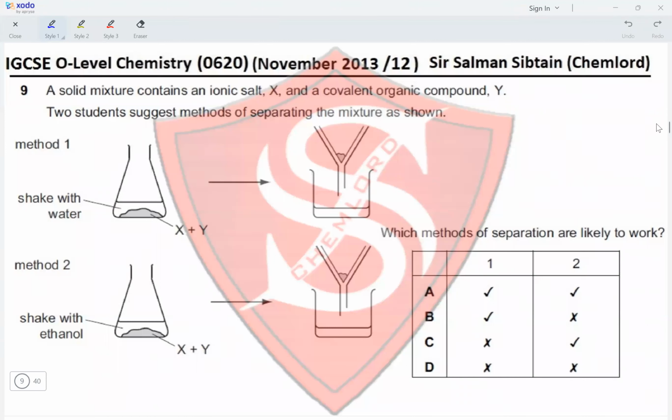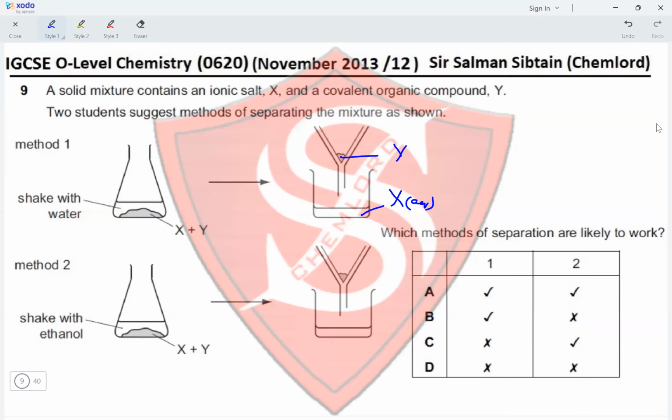Question 9. A solid mixture contains an ionic salt X and a covalent organic compound Y. Two students suggest methods of separating the mixture as shown. So method 1 is shake with water, X plus Y, and then filter it. So X will dissolve in water and Y will not dissolve in water. So when you filter it, the residue is Y and the filtrate will contain soluble X. So this method seems correct.